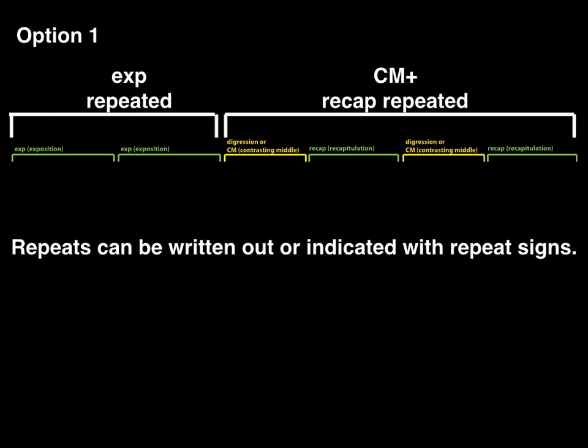First, in many small ternary forms, the exposition is repeated, and then the contrasting middle and recapitulation together are repeated. In other words, we have exposition, exposition, contrasting middle and recapitulation, contrasting middle and recapitulation. The repetitions can be indicated with repeat signs, or they could be written out, if, for example, the composer wanted to add ornamentation or have contrast in instrumentation.